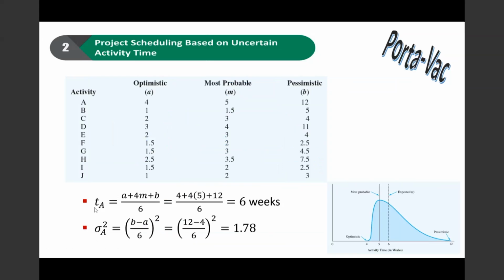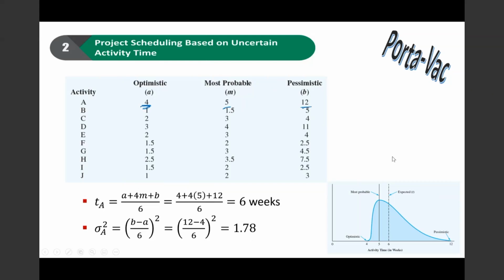So we find out the mean time for activity A using the formula (A plus 4M plus B) divided by 6. The optimistic time for activity A is 4, the probable time M is 5, the pessimistic time is 12. So substituting in, (4 plus 4 times 5 plus 12) divided by 6 equals 6 weeks. The variance for activity A, substituting into the formula, gives you 1.78.